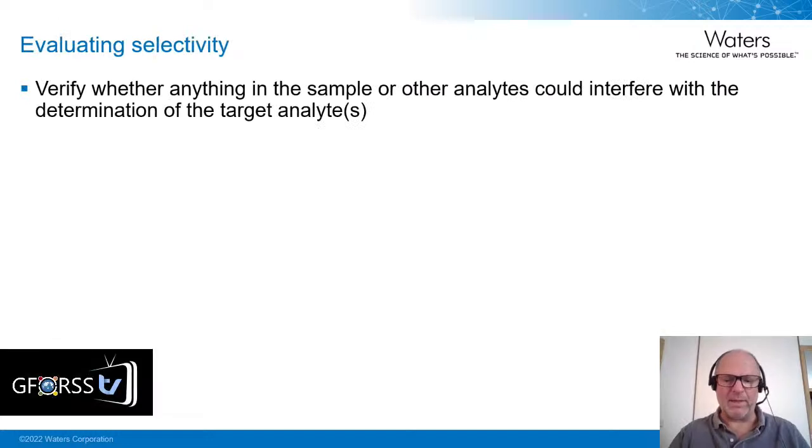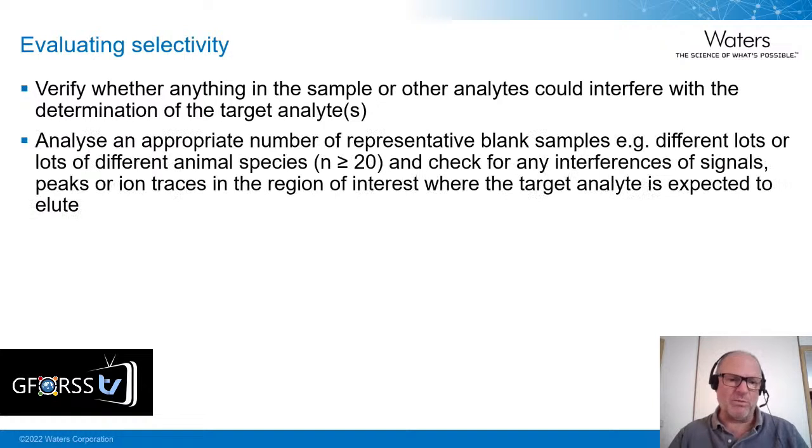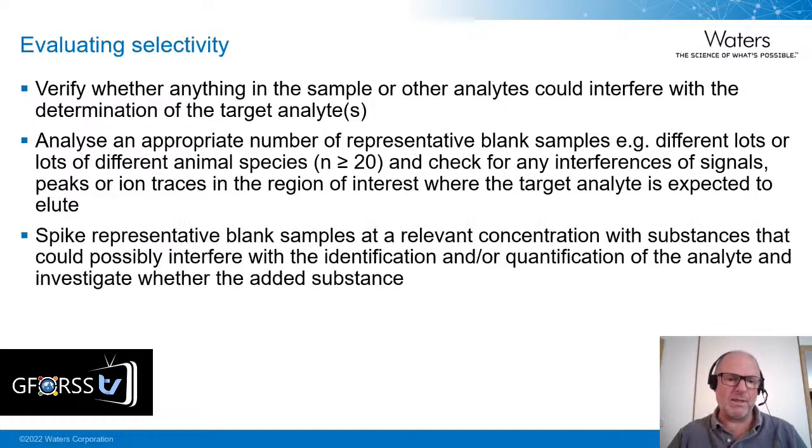The main goal when we evaluate selectivity is to verify whether anything in the sample, for example, any co-extractives, natural compounds, or in some cases any other analytes that are in our method, could interfere with the determination of the target analyte. And we've described before that there are two simple approaches. The first is to analyze an appropriate number of representative blank samples so that we're checking for any interferences on our analytes of interest coming from co-extractives from the blanks. And secondly, to have a look at other substances that may interfere. So for example, if we're looking at sulfonamides, then perhaps one of the other sulfonamides might interfere with the determination of the sulfonamide of interest.